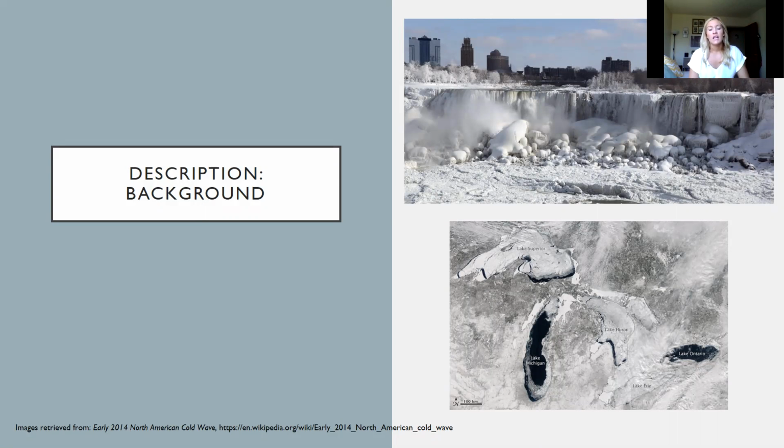These are two more images that actually show you the effect of the polar vortex. At the top, obviously, you see accumulated snowfall, which was absolutely drastic across the region. And then also a second image, a satellite image of Michigan taken over a period during the cold wave.